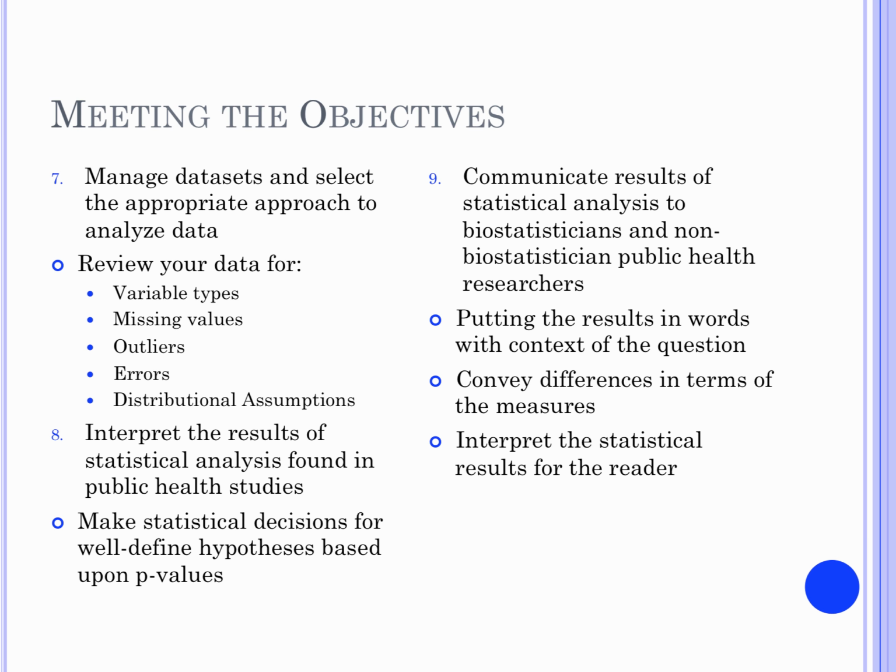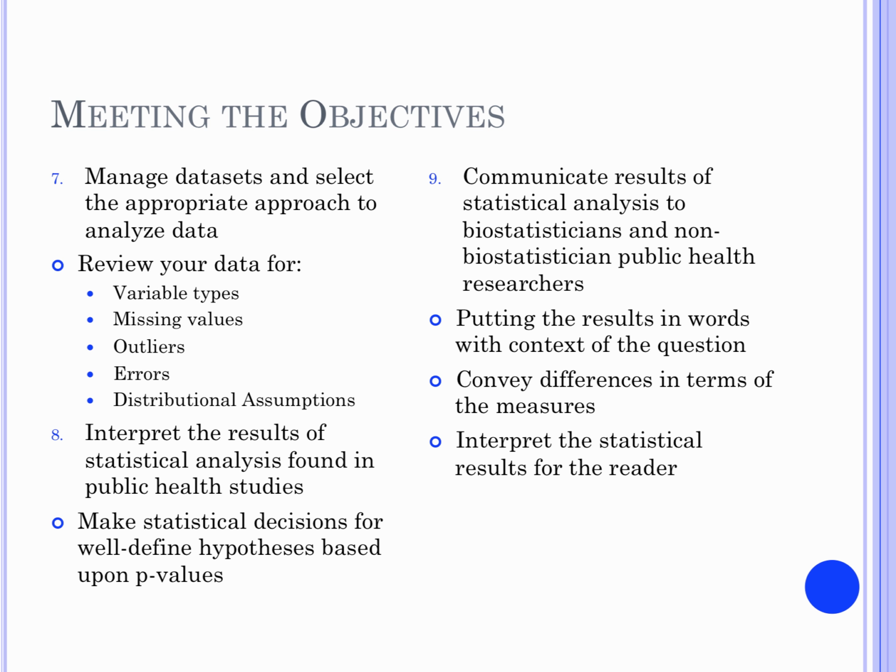Objectives 1 through 6 can also be assisted by Objective 7, managing our data sets and selecting the appropriate approach to analyze your data. Review your variable types, missing values, outliers, errors, and your distributional assumptions. This will help lead you to determine which questions you can and cannot answer and which statistical tests are most appropriate.